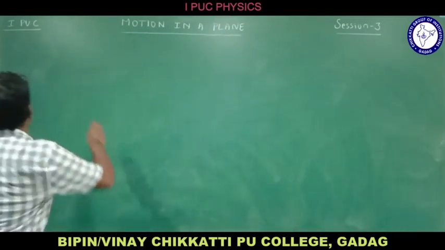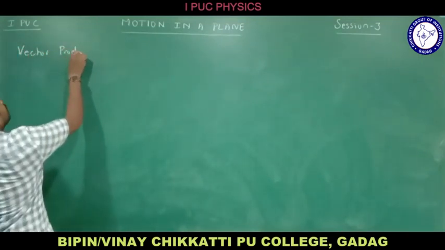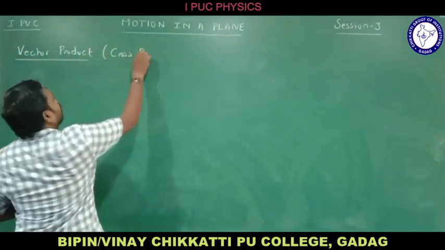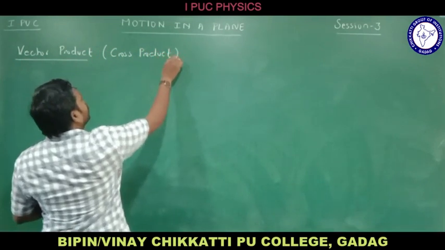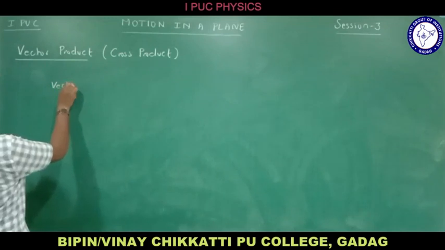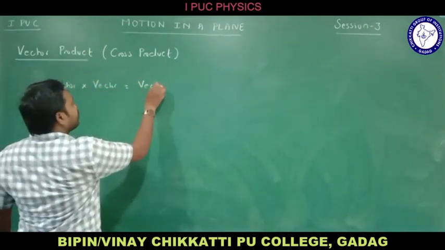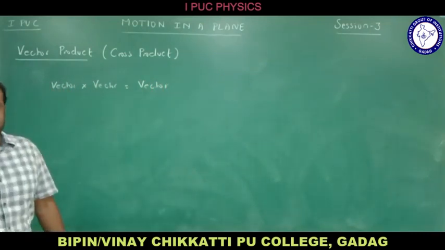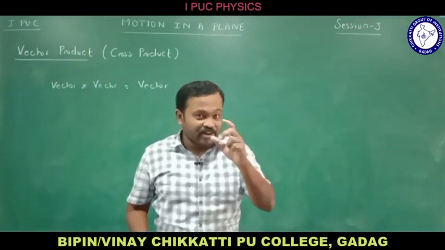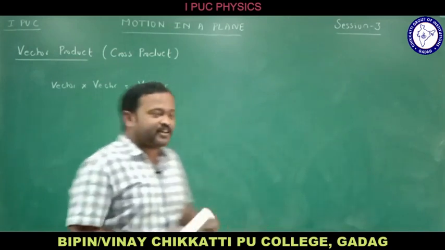What is vector product? Vector product is also called cross product. If you multiply a vector with a vector, if the result is a vector, then the product is called a vector product. Simple. If you multiply two vectors, if the result is a scalar, then it is called a scalar product. If you multiply two vectors, if the result is a vector, then it is called a vector product. Okay, let me write.